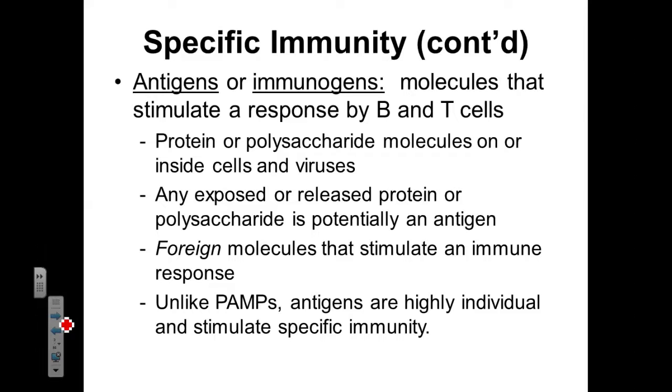And unlike the PAMPs that we talked about in the previous chapter, our antigens are going to be highly individualized and stimulate specific immunity. PAMPs are going to stimulate the second line of defense. So PAMPs can be recognized by those PRRs, those pattern recognition molecules, and be used to initiate phagocytosis of the bacterial cell. But unlike our PAMPs, our antigens don't exist across multiple species. They're going to be unique to a specific kind or specific strain of a specific pathogen.